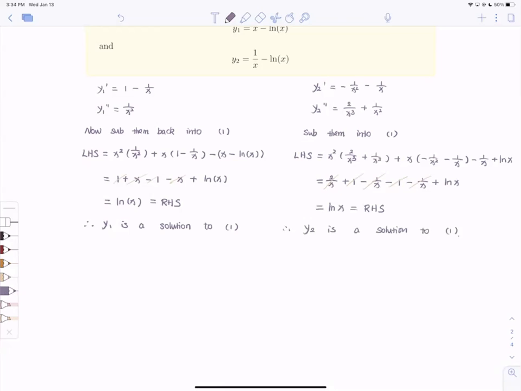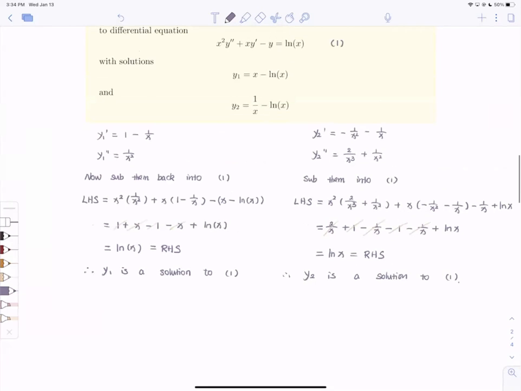Alright, so I'm done writing. Let's take it up. Hopefully everyone finished your own work. Alright, so let's look at this. As I mentioned before, since we need y prime prime and y prime here, we need to take the first and second derivative of y1. So that's what I did. The first derivative of y1 is 1 minus 1 over x. The second derivative of y1 is 1 over x squared.